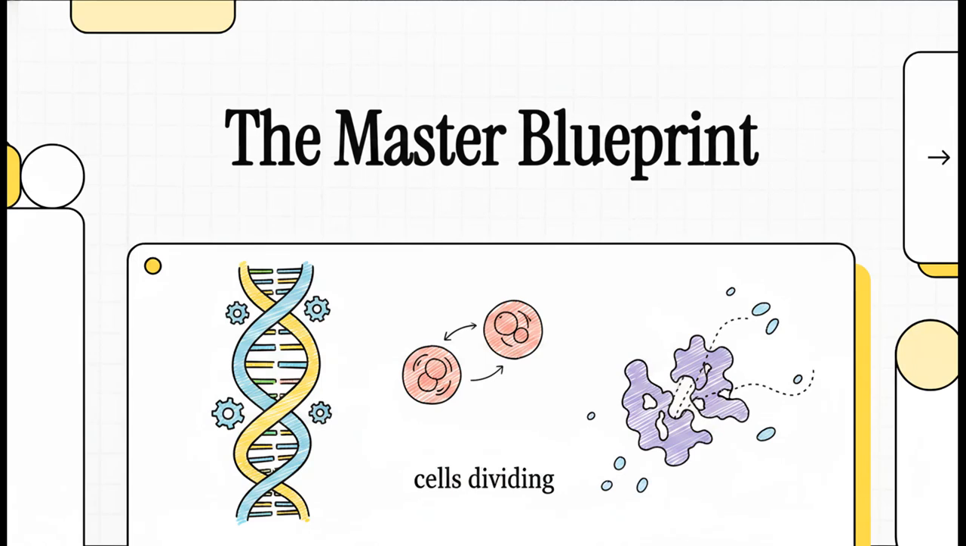Welcome to This Explainer. Today, we're unpacking the absolutely fascinating, strictly mechanical story of how life copies its ultimate blueprint. Think about it. Right now, literally every single second, millions of your cells are actively dividing. But before any of them can actually do that, they have to copy their massive genetic instruction manual, and they have to do it perfectly. So we're going to look closely at exactly how that microscopic machinery operates.